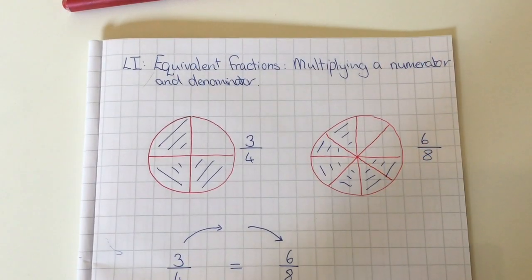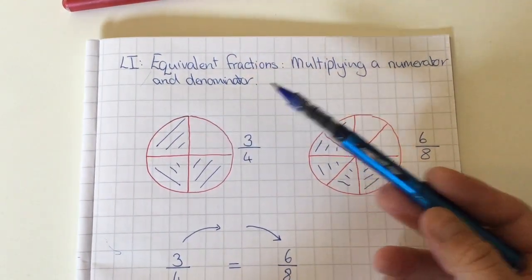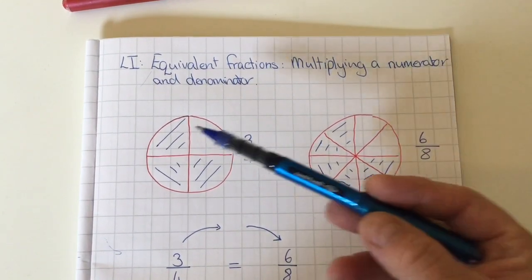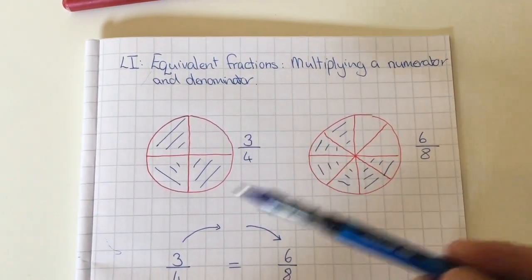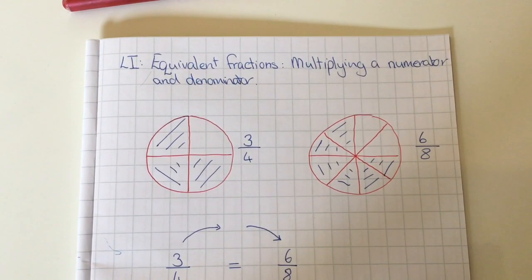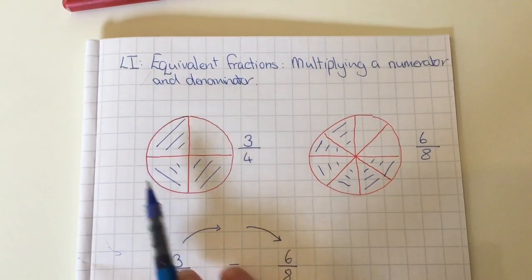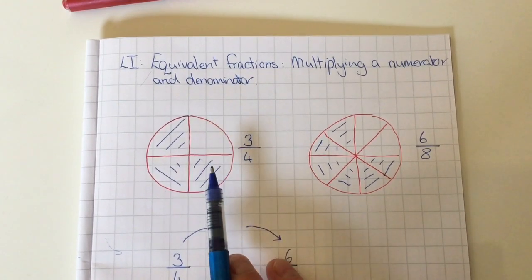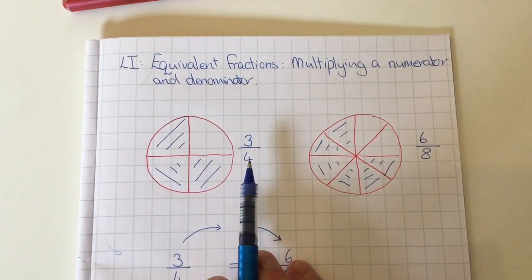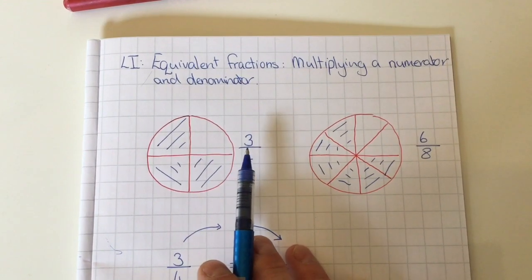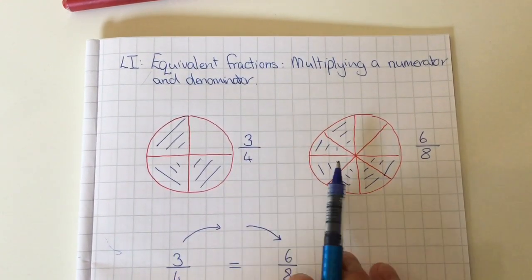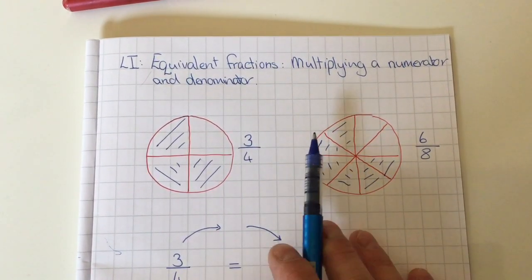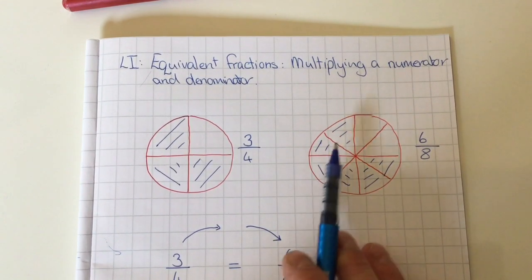Okay, so your learning intention is at the top. Equivalent fractions, we're going to be multiplying a numerator and a denominator. So pause the video, take that down. Now, over here we have a simple fraction, a proper fraction, 3/4. The shape is made up of 4 parts in the denominator, and the number of parts shaded in is 3, that's your numerator. Equivalent to that, or the same as that, is another representation of the same fraction.